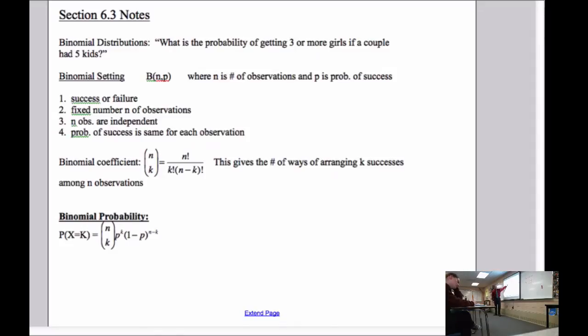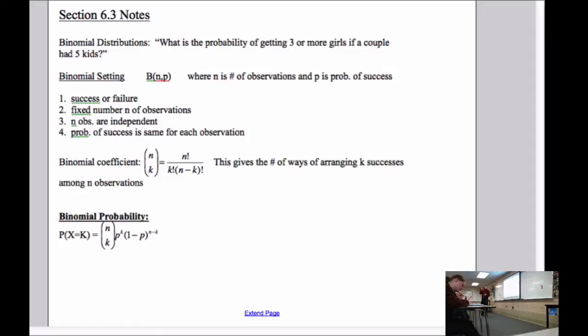Binomial setting is B instead of N. B(n, p), where n is your number of trials. That hasn't changed, just like it was sample size before. p is your probability of success. There are 4 rules to a binomial setting. And this will be on the test.